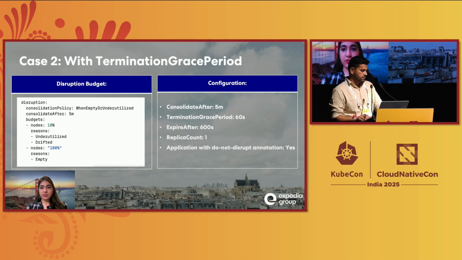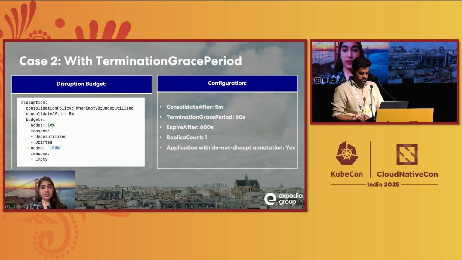The consolidation policy remained set to when empty or underutilized, and consolidate after was set to 5 minutes, meaning that nodes are considered for consolidation only after being underutilized for that duration. The expire after parameter again was set to 600 seconds, marking the nodes as eligible for replacement after 10 minutes.